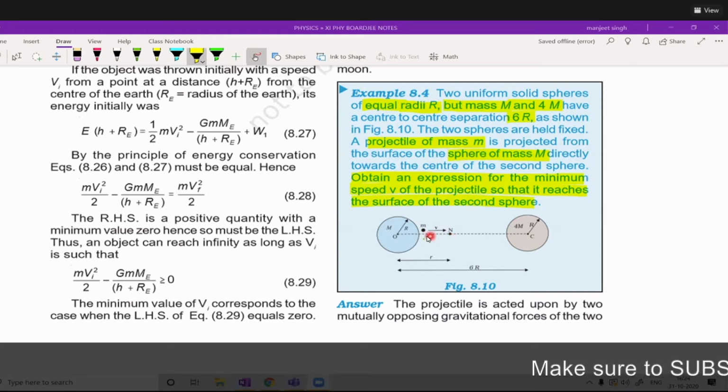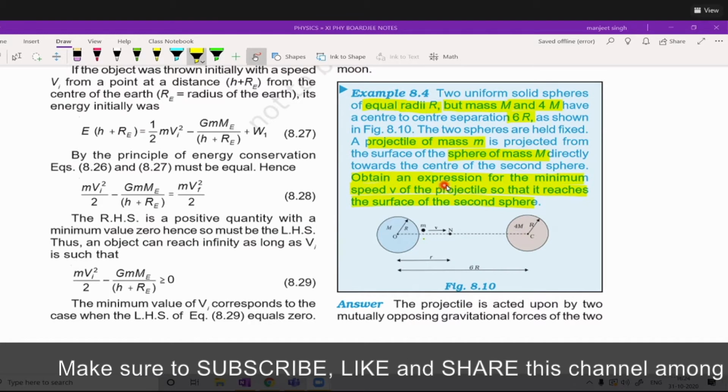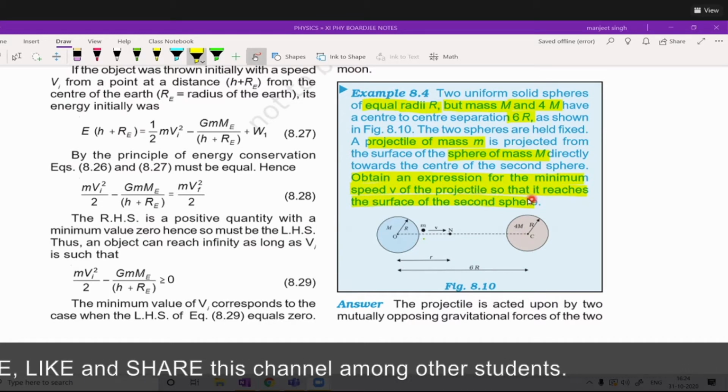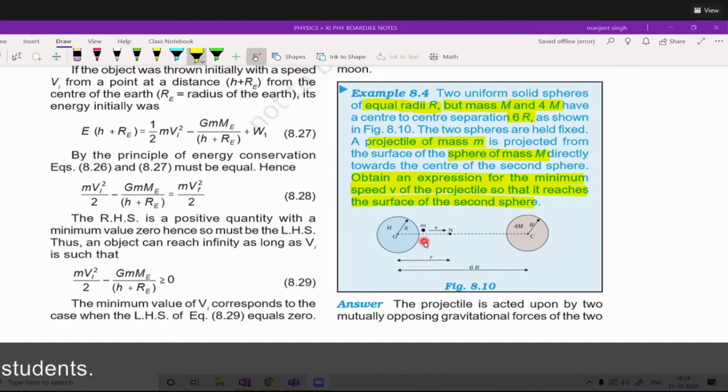Now this has to reach the 4M sphere. So what we have to do is obtain an expression for the minimum speed v of the projectile so that it reaches the surface of the second sphere. Now, why will it not reach with any velocity?